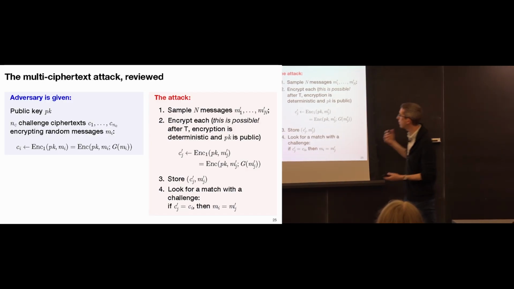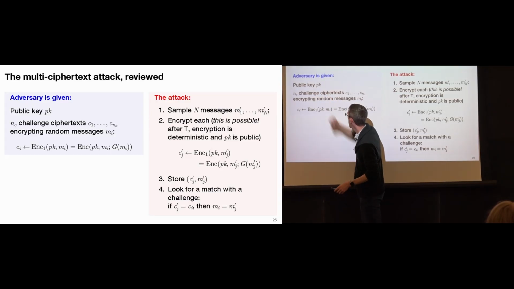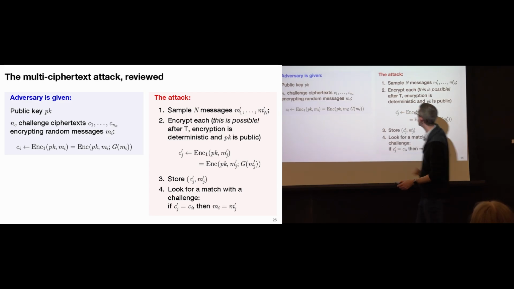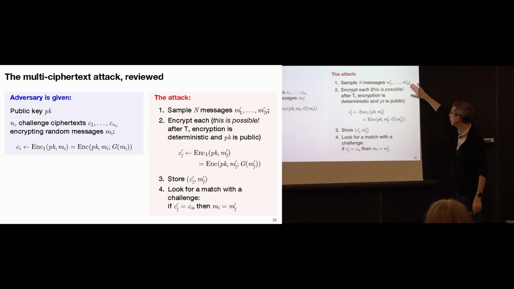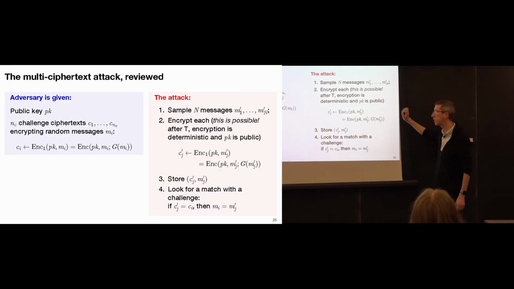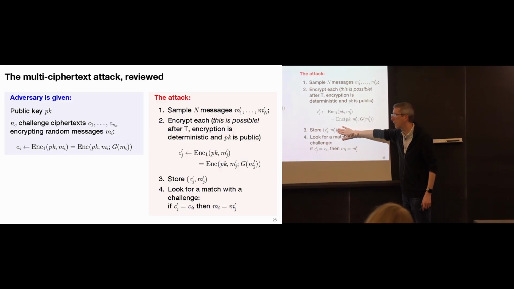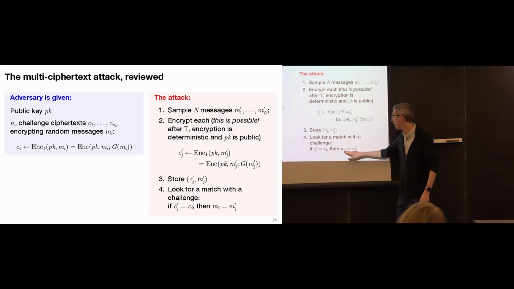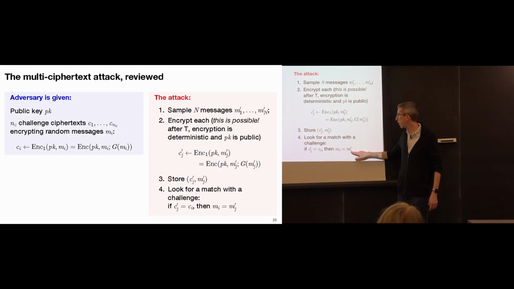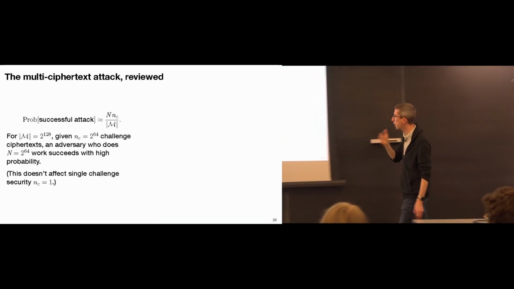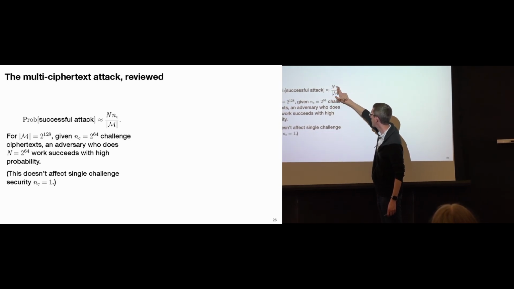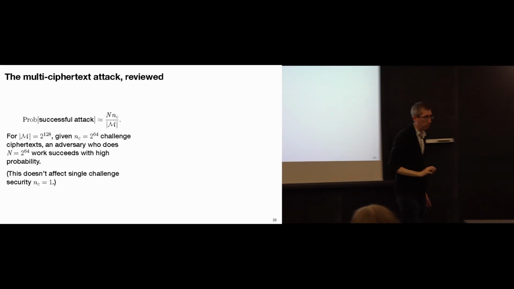To remember what happened in the multi-ciphertext attack, the adversary was given the public key and many challenge ciphertexts, each encrypting random messages M_i. What they did is they sampled their own random messages and encrypted each of those. They stored all the ones that they prepared themselves, and they looked for a match between the ciphertexts. If they found a match, then they also know the corresponding message. And we saw that the success probability of this attack was the amount of work done by the adversary times the number of challenges divided by the size of the message space.